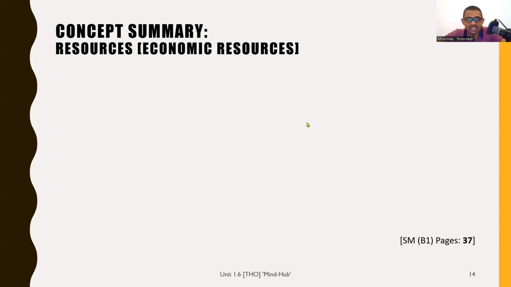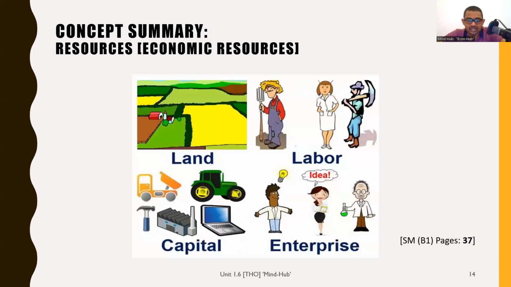Okay. Right. Concept summary. Basically, we have 4 types of economic resources. I said earlier, remember, factors of production also sometimes we use, no problem. Land, capital, labor, entrepreneurship. Land and capital are property resources. Labor and entrepreneurship are human resources.